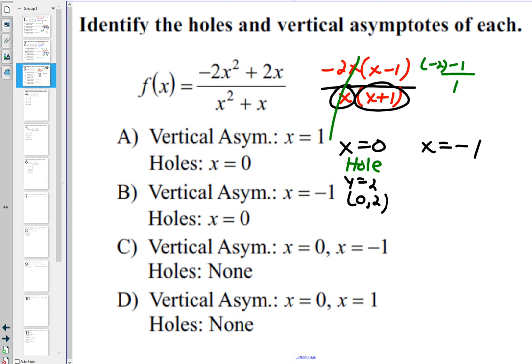But this -1, even though you might be tempted to, those do not cancel out. Those are not the same. So we're going to have a vertical asymptote at -1. Is that B?